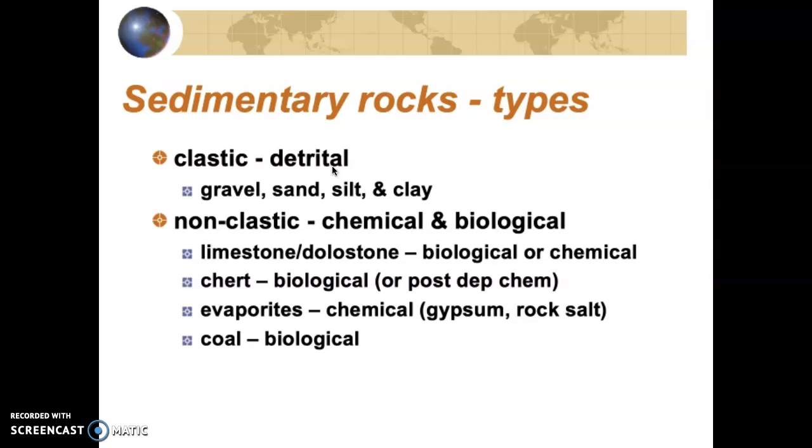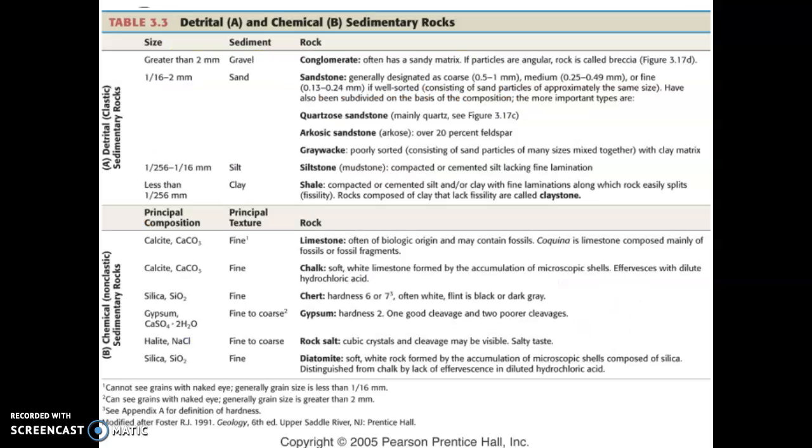And then the last one on the list is coal. We saw a chunk of coal in class last week, and coal is made strictly of biological material. It's made of wood from dead plants. So here's a chart in your book that kind of lists some of those common rocks, talks a little bit about their origin, and we'll be looking at those in lab this week.